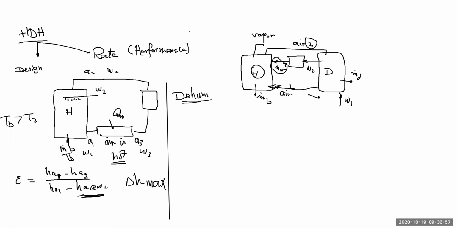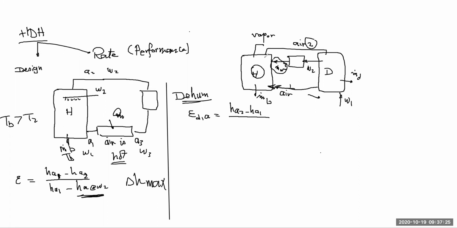Now the effectiveness of the dehumidifier in the air side, the actual difference in enthalpy, is H air 2 minus H air 1. If it's an open system, it will be H air 2 minus H air 3, which is the actual difference of enthalpy across the dehumidifier divided by delta H maximum.